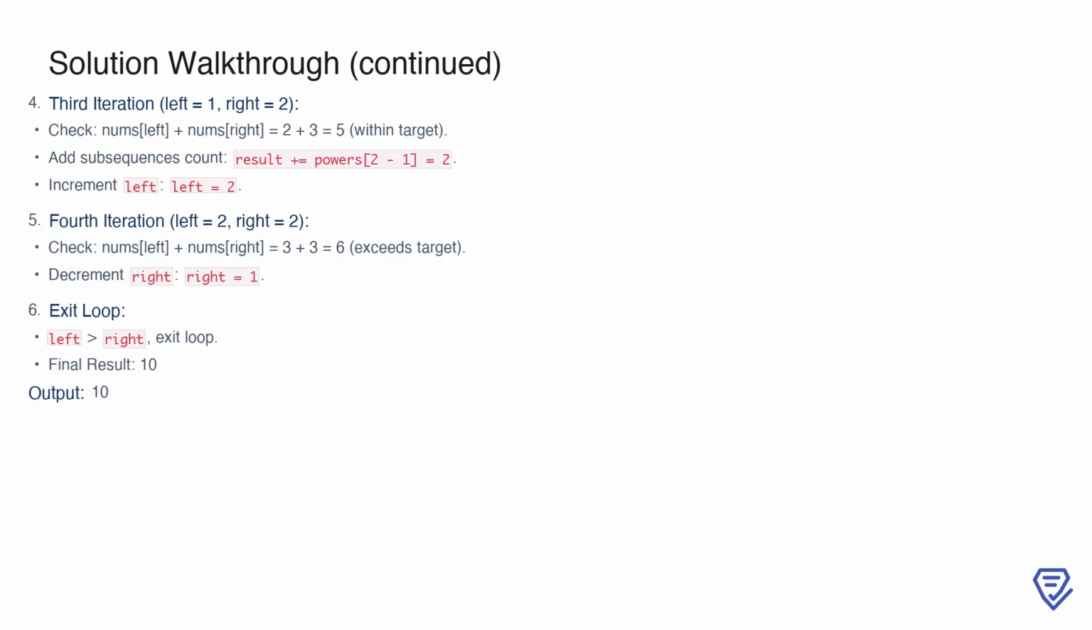In the fourth iteration, the sum nums[left] plus nums[right] equals 3 plus 3, which is 6, which exceeds the target. We decrement the right pointer to index 1. At this point, the left pointer is greater than the right pointer, so we exit the loop. The final result is 10, representing the total number of valid subsequences for this example.